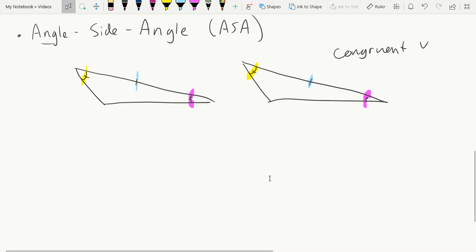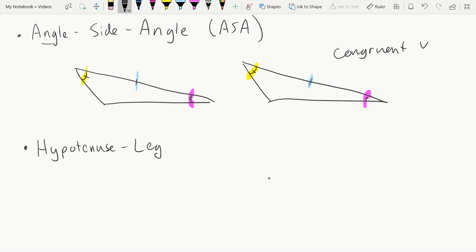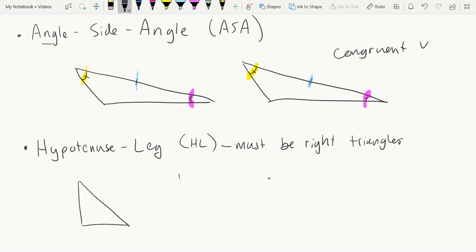All right, now, there's one more. There's a special one. Kind of. This one's kind of weird. So HL is hypotenuse leg. So we call that HL. Now, this is a special case because this must be right triangles. You cannot use hypotenuse leg unless you know that your triangles are right triangles. Okay? A hypotenuse leg, remember the hypotenuse is the long side and the leg.